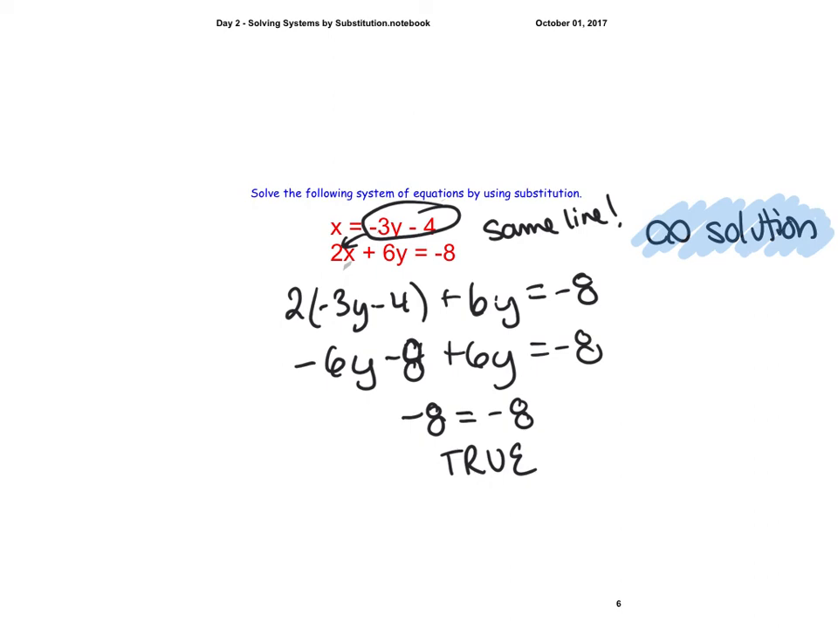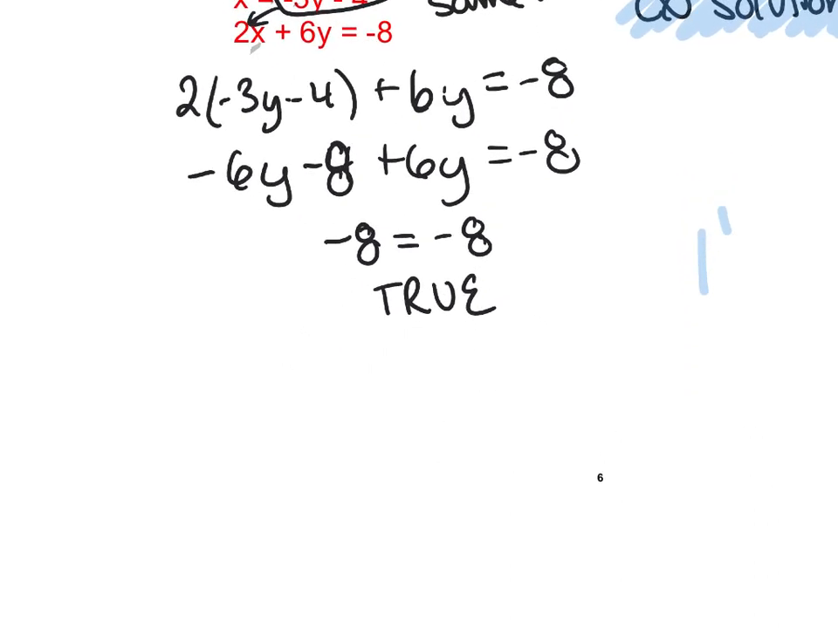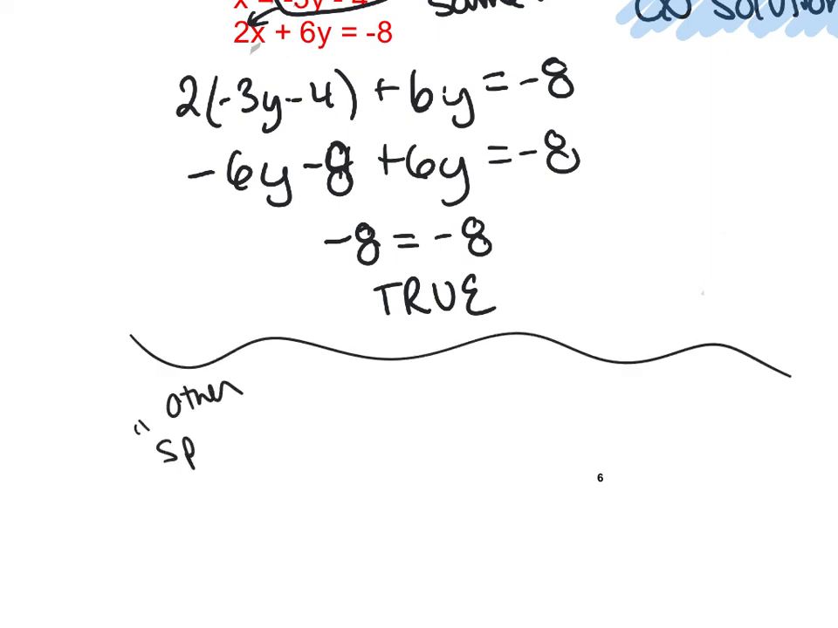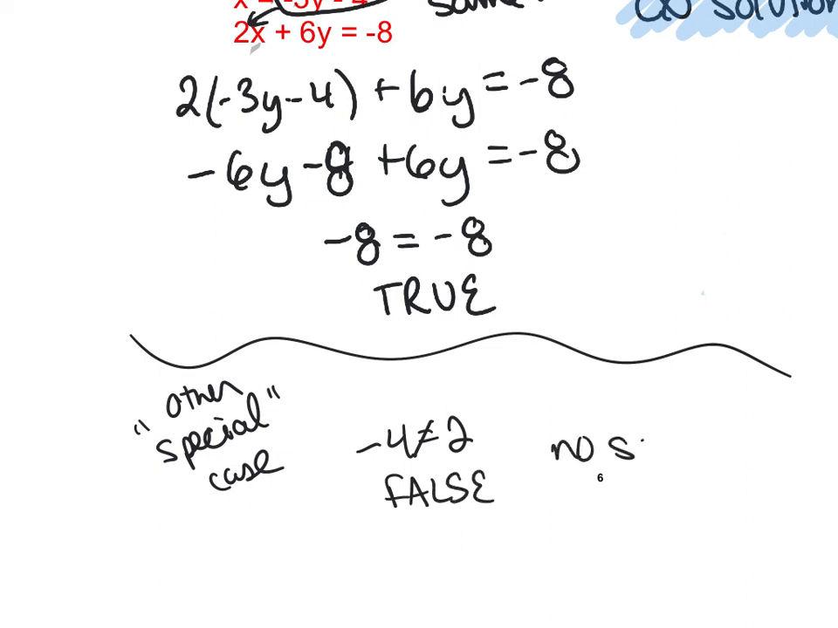The other possibility is that if you ended up with, let's call this special case, if we ended up with like negative 4 equals 2. Well, that wouldn't be true. So then false. So that would mean no solutions.